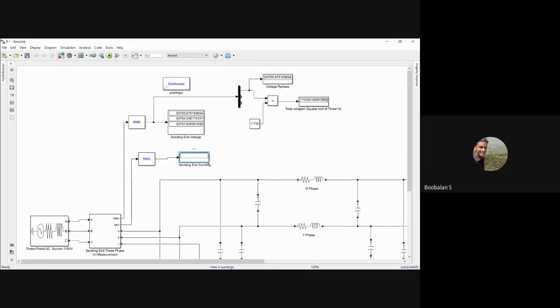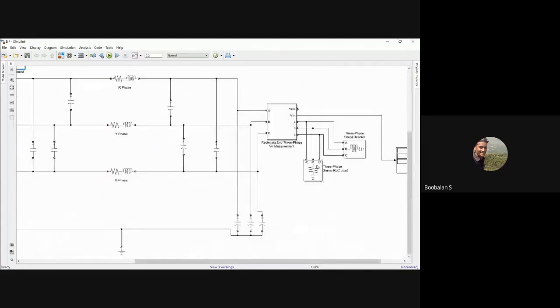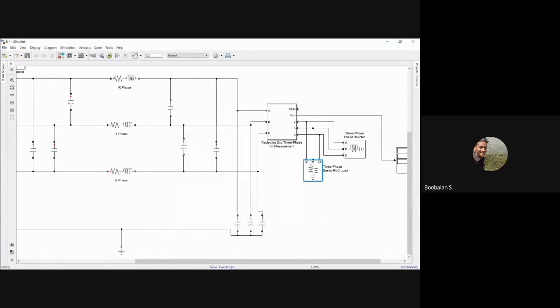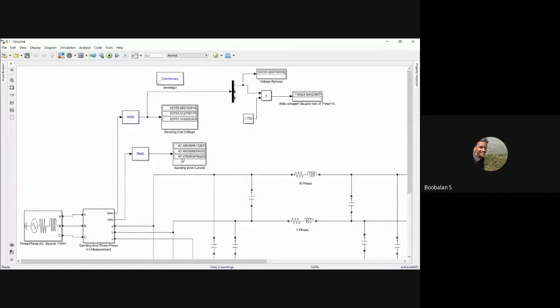Just one second, run it. So the sending end current will be 47 ampere. Why 47 ampere? Due to my resistive load, we already have a resistive load of 110 kV, 50 hertz power supply, 10,000 watts, so 10 into 10 to the power 3. So we are consuming 10,000 watts as real active power at my receiving end. Due to this, my generating current will be around 47 ampere per phase. Totally it will be around 150 ampere, right?